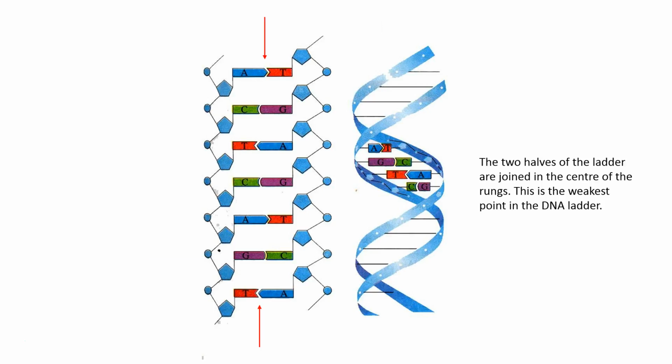Finally, the two halves of the ladder are joined in the center of the rungs, and this is the weakest point in the DNA ladder. It turns out to be a really good thing that this is a weak point in the ladder, but we won't discuss that for another few days yet. We'll come back to this point when we talk about how the DNA molecule can copy itself. But that's everything that you need to know for tonight.